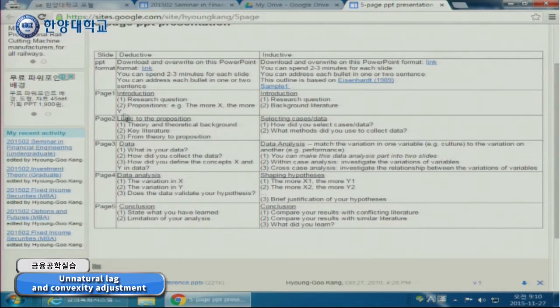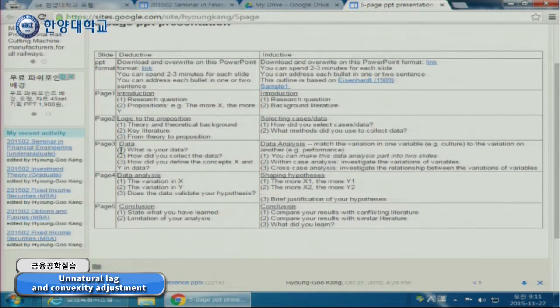And page 2 is the logic to the proposition: theory and theoretical background, key literature from theory to proposition. In order to derive a proposition, there must be a theory. That's very important. This proposition shouldn't be out of your brain. It should be grounded in a well-established theory. So you need logical thinking and your creativity to connect the existing theory to your proposition.